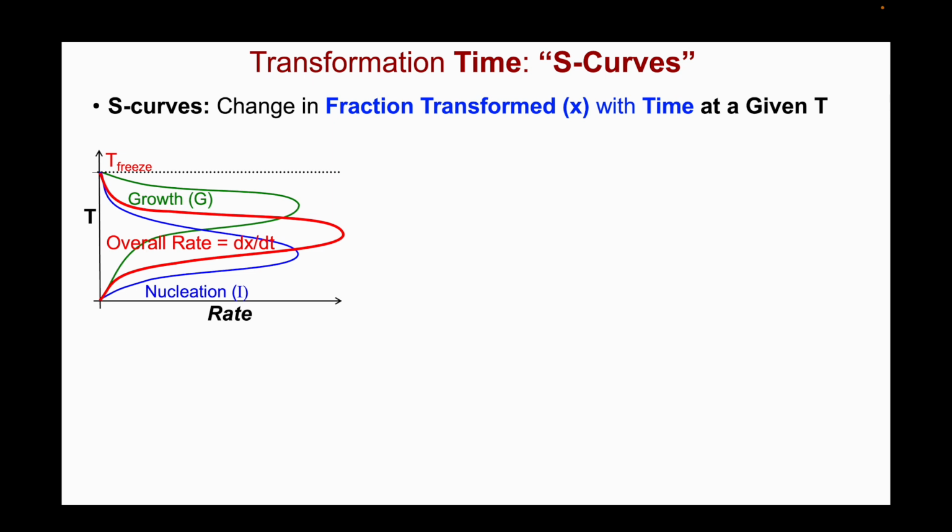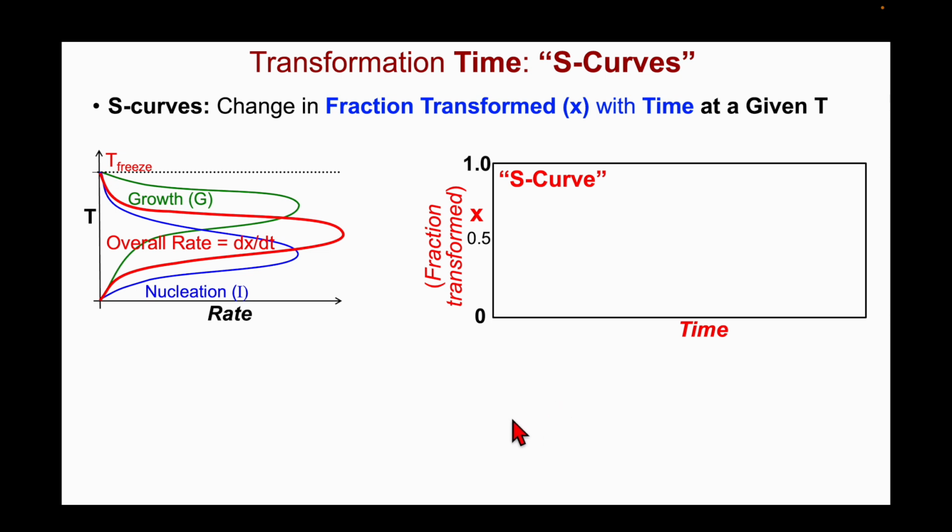We'll now move on to look at the time it takes to complete the transformation at different temperatures, and we'll generate so-called S-curves that relate the fraction of the new phase formed, x, to the time taken for the transformation. And we'll then generate and read the so-called TTT diagrams. On the left we have our sketch of the rates for growth, nucleation, and the overall rate of conversion as a function of temperature. We'll pick a temperature, and on the right we'll plot the fraction of the phase transformed as a function of time.